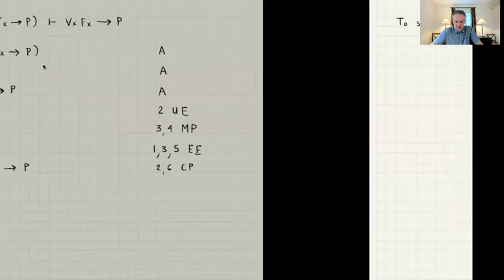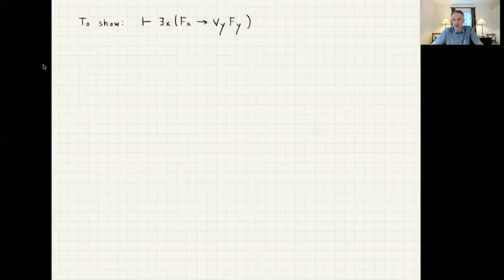Okay, so on to the last example from this session, and that's a tautology. What we're going to show now is this claim: there is something such that if it's F, then everything is F. I really like this particular proof because it's actually very counterintuitive. It says this is true no matter what F is. It's just a tautology, a truth of logic.